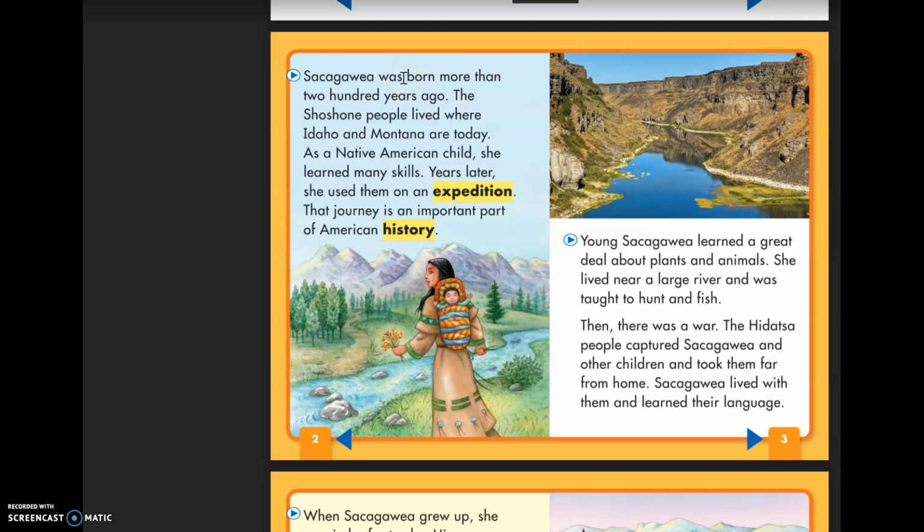Sacagawea was born more than 200 years ago. The Shoshone people lived where Idaho and Montana are today. As a Native American child, she learned many skills. Years later, she used them on an expedition. That journey is an important part of American history.